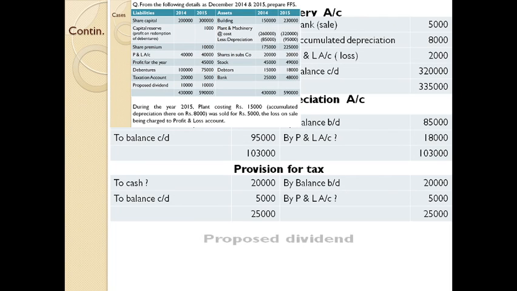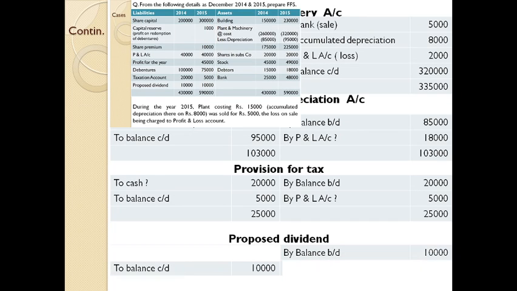Once you have prepared provision for tax, next you have to prepare proposed dividend. It is just similar to the provision for tax computation. First of all, you need to write down the opening balance as well as the closing balance. Then you have to write the opening balance as to cash and the closing balance as by P&L. Since the amounts are the same, all the amounts turn out to be similar. So we have prepared all the non-current accounts.